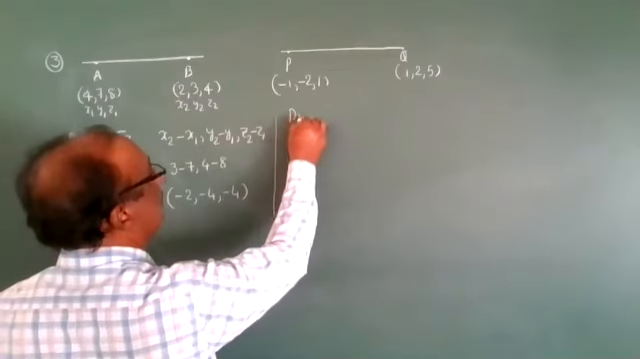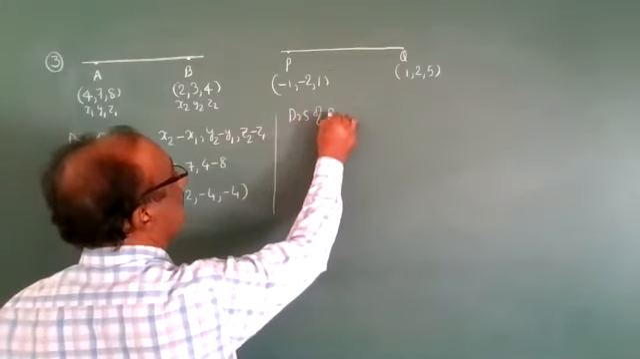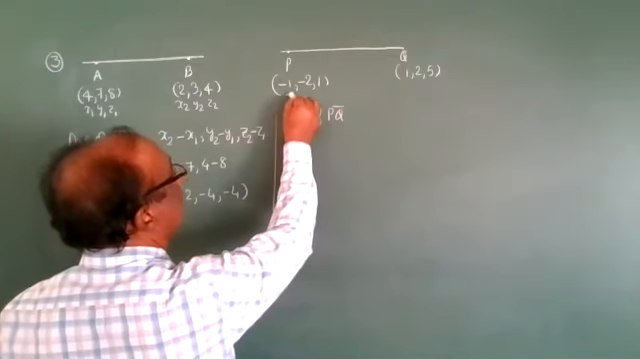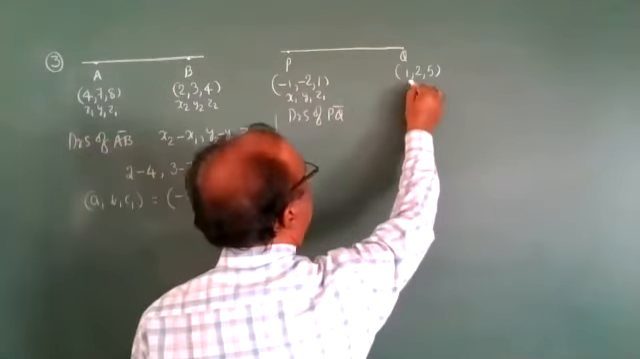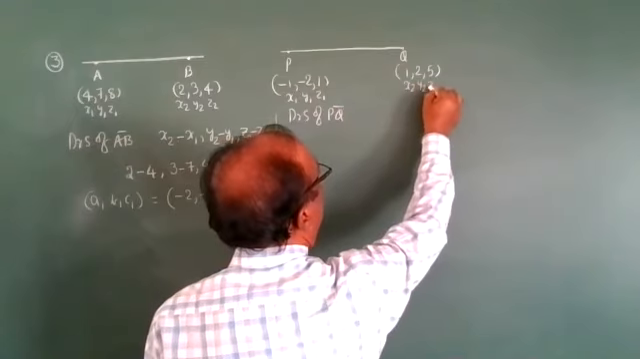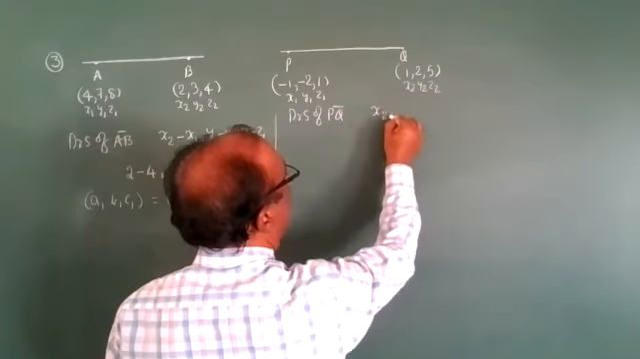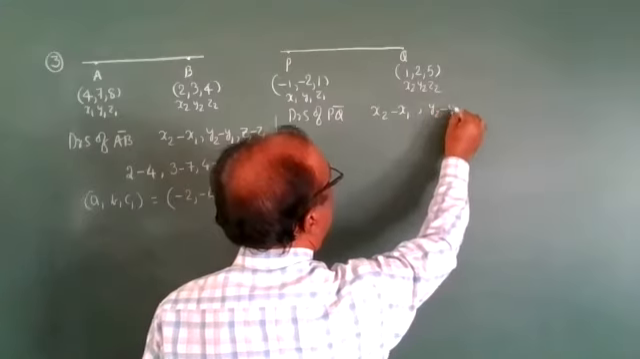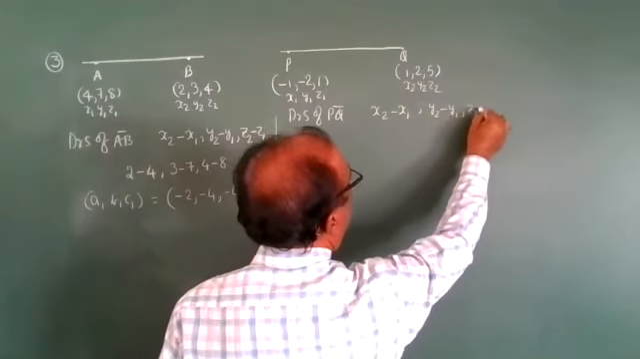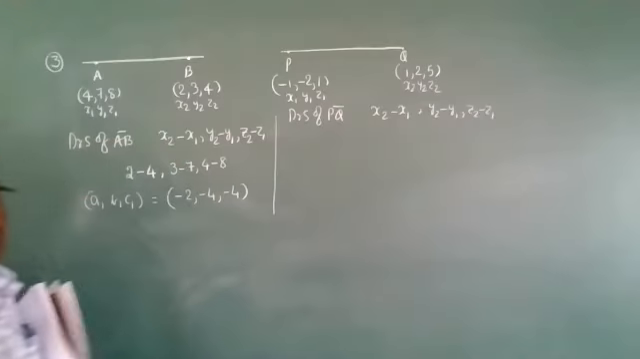Now find the DRs of the second line, PQ bar. In this PQ bar, P is X1, Y1, Z1 and Q is X2, Y2, Z2. Apply the formula X2 minus X1, Y2 minus Y1, Z2 minus Z1. Write down the DRs of PQ.